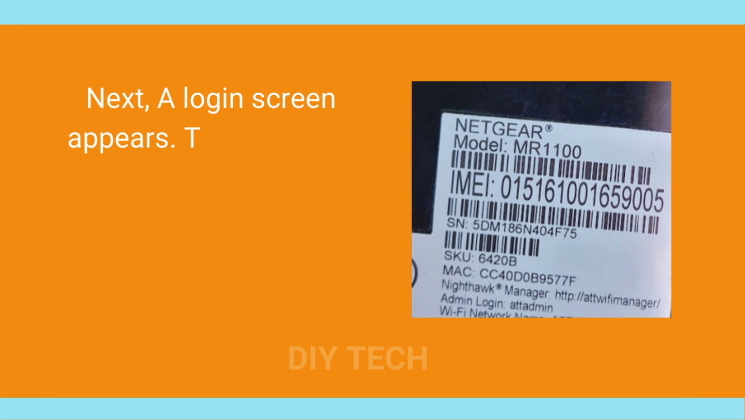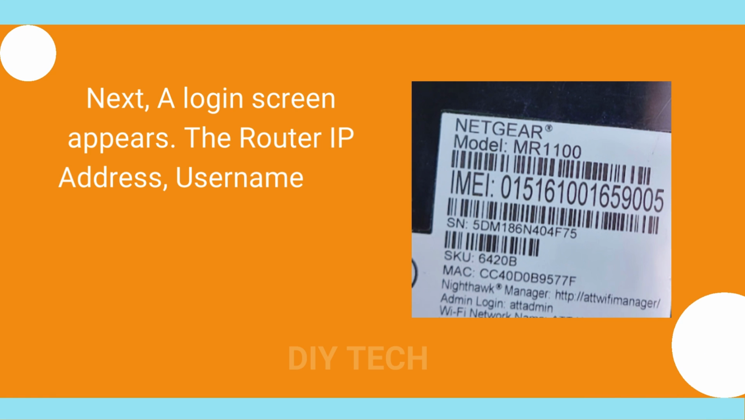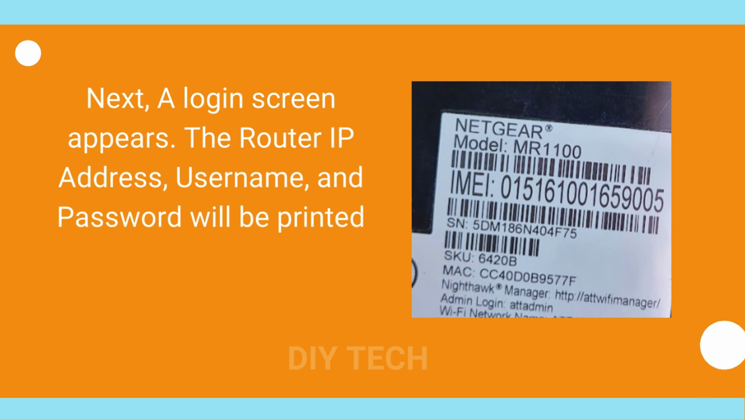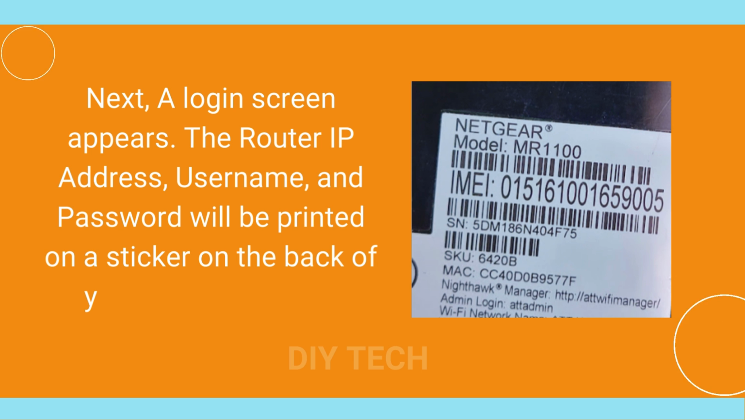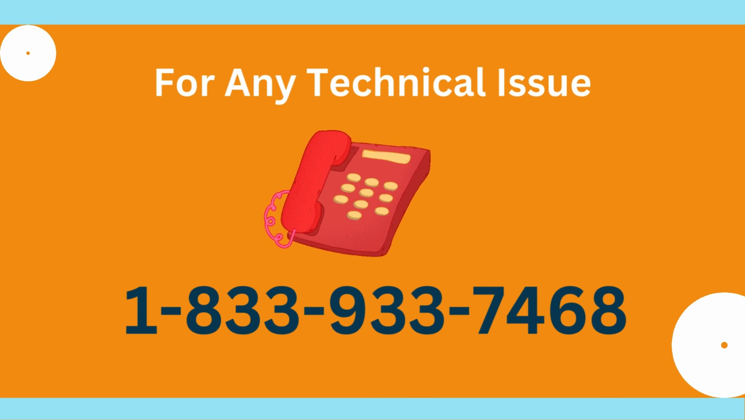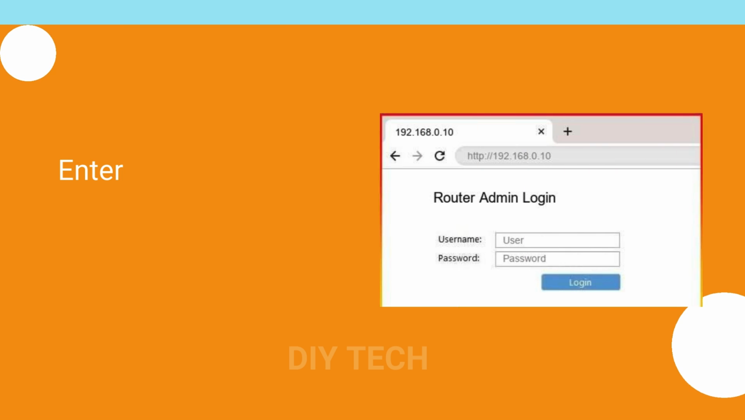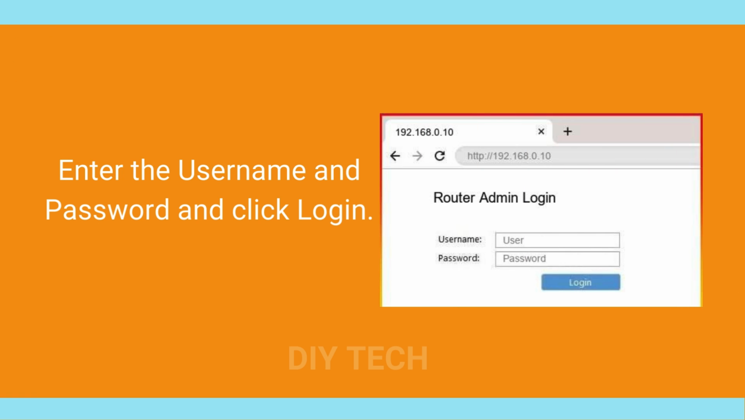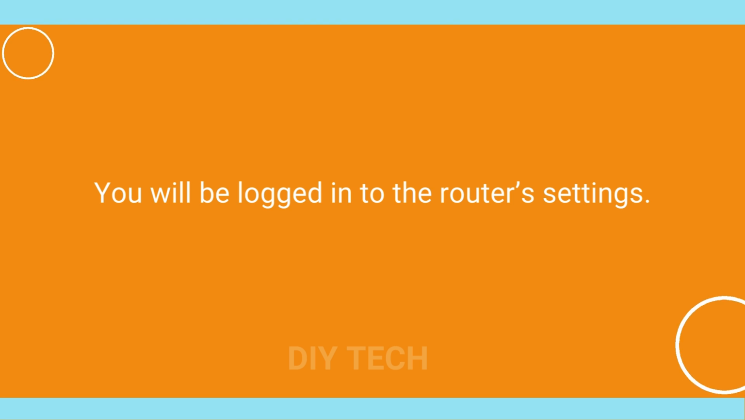Next, a login screen appears. The router IP address, username, and password will be printed on a sticker on the back of your modem/router. Enter the username and password and click Login. You will be logged into the router's settings.